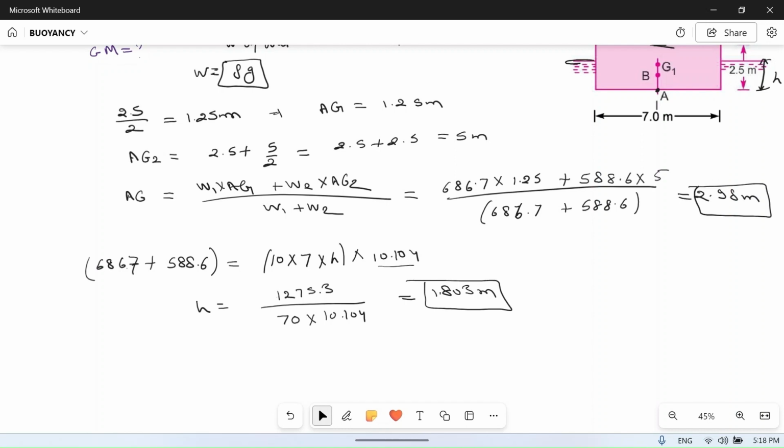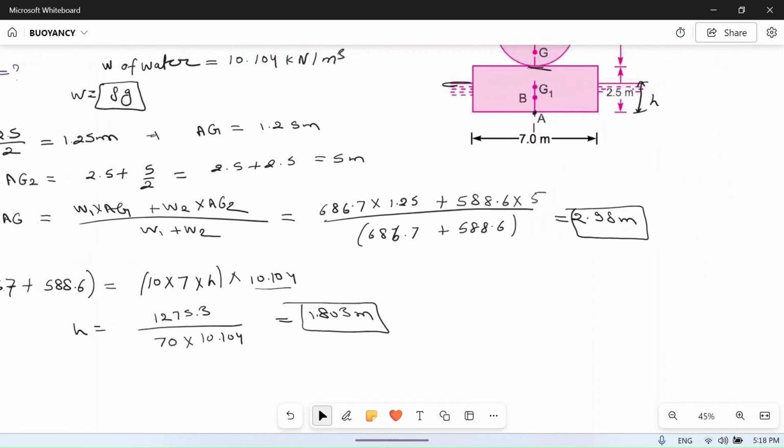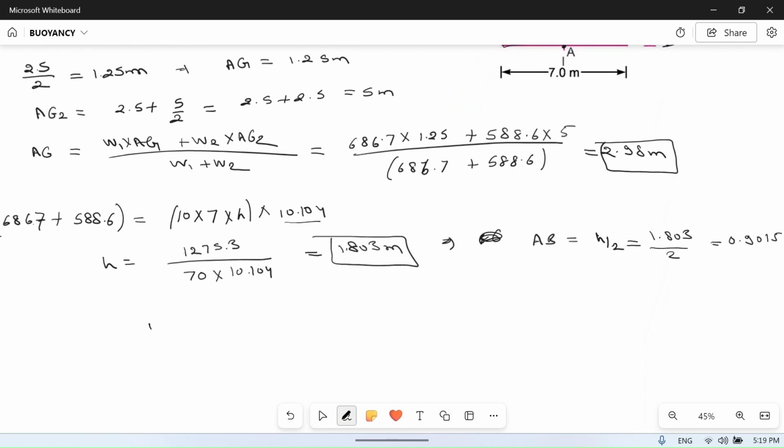So what will be the distance of the common center of buoyancy? Common center of buoyancy will be H by 2, because it is the centroid of this portion which is submerged in water. So common center of buoyancy, suppose it is AB. Common center of buoyancy from A is H by 2, so it will become 1.803 divided by 2, which is equal to 0.9015 meter.